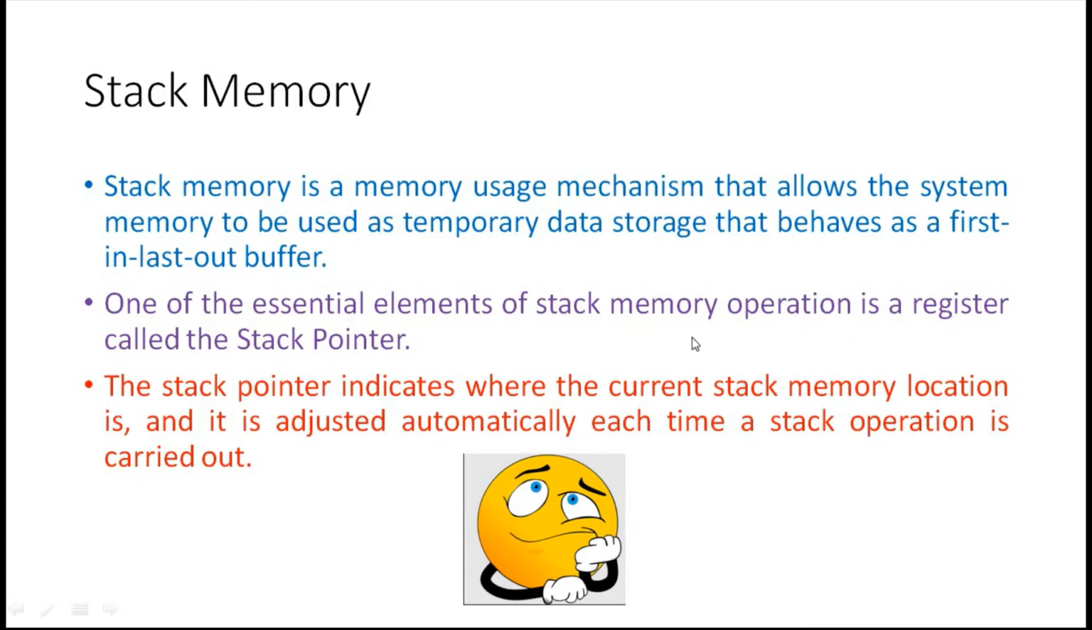One of the essential elements of this stack memory operation is a register called the stack pointer. This stack pointer keeps track of the stack memory location. It holds the address of the stack memory location in which we have our last valid data. We will see how. The stack pointer indicates where the current stack memory location is, and it is adjusted automatically each time a stack operation is carried out. So after reading this, you might be confused like this smiley. Okay, we will see how.